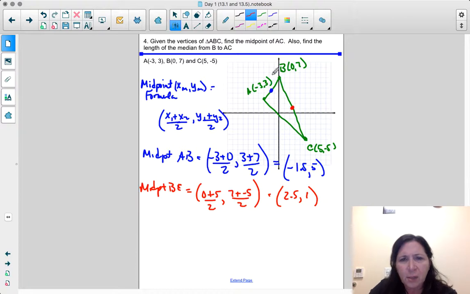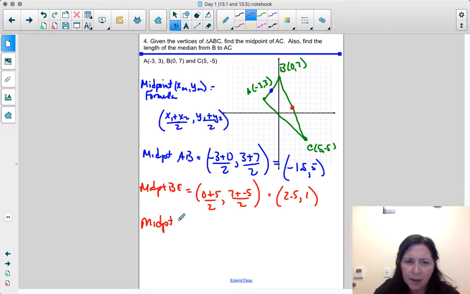They wanted the midpoint, find the length of the median. Well, the length of the median is the distance from here to the midpoint. So now I need to find the midpoint of AC. In order to find the midpoint of AC, again, I'm going to go negative 3 plus 5, divide that by 2. Then I'm going to say 3 plus negative 5, divide that by 2. So that's these 2 points is what I'm adding.